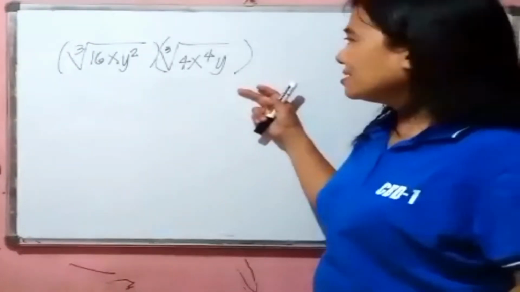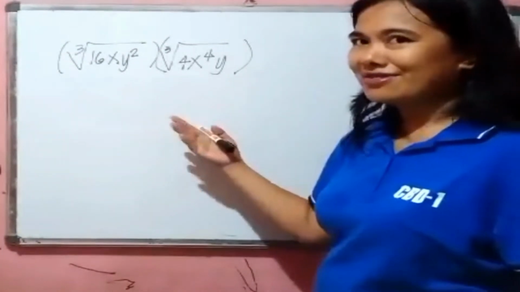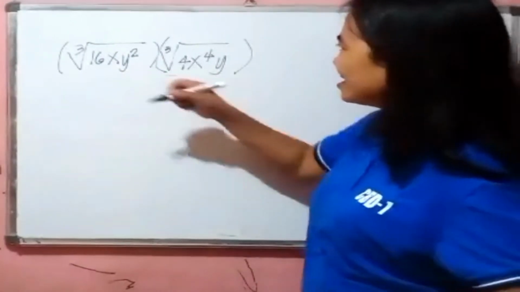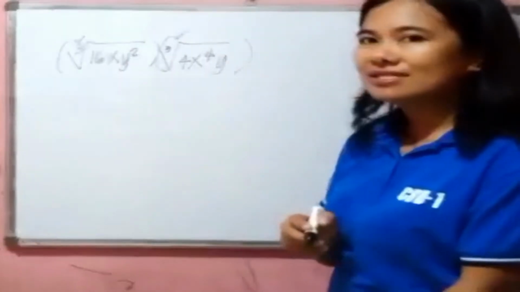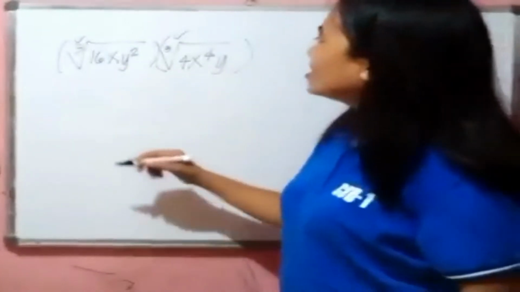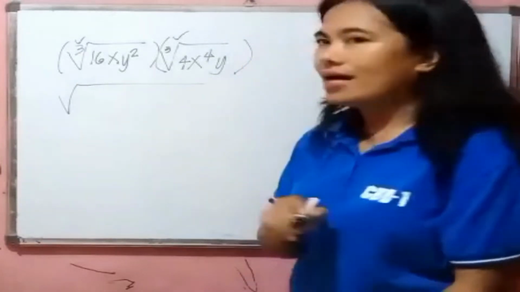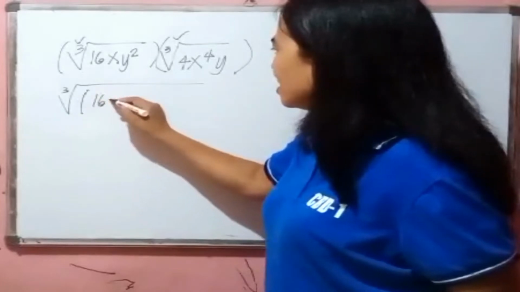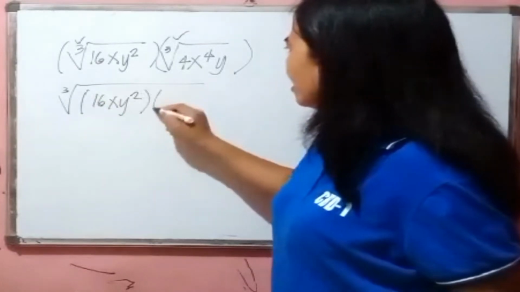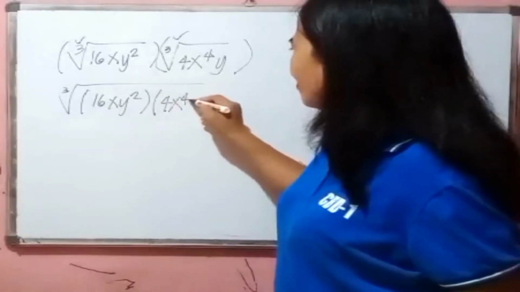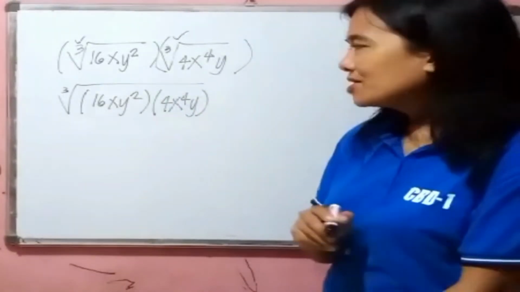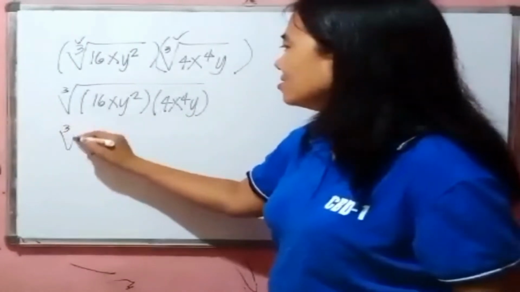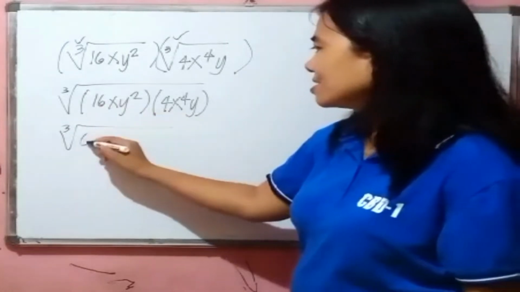Okay. So, eto naman. Kanina may tayong out times in, diba? So, wala naman tayong out. So, proceed na lang tayo dun sa in kasi pareho naman silang may index na 3. Okay? So, lagay natin sila as 1 radical. So, may tayong index dito na 3. So, we have 16xy squared times 4x to the 4th y. Okay? So, multiply na natin yung nasa loob. Okay? So, 16 times 4 is 64.